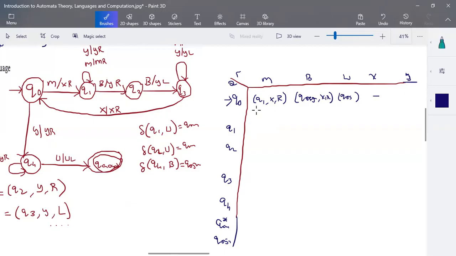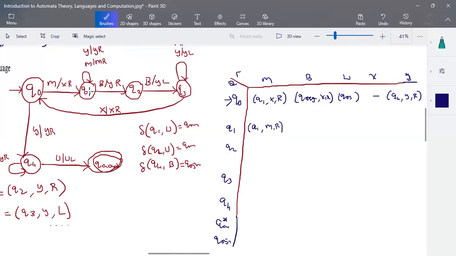Okay, so Q0 when the input is X, you don't have any transition. Q0 when the input is Y, we have a transition to the Q4 state. So in Q4, Y remains as it is, move right. Now Q1 when the input is M, you have a transition. Q1 when the input is M, we have a self-loop condition. So we remain in the Q1 state itself, M will remain as it is, move right.